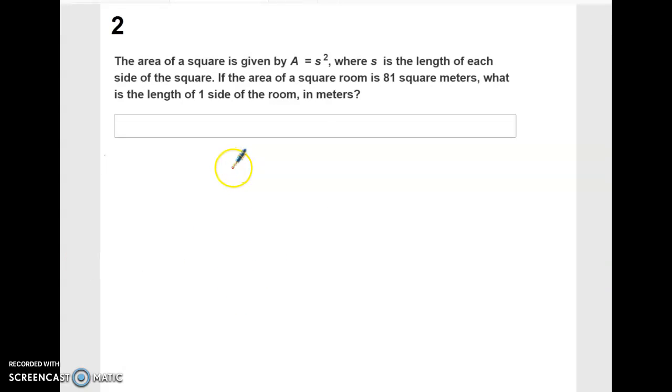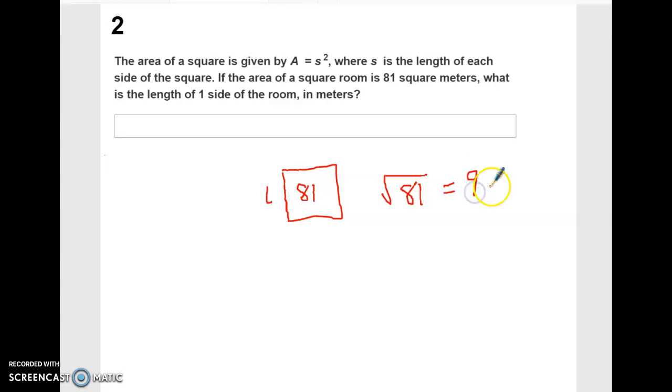Number 2. The area of a square is given by A equals S squared, where S is the length of each side of the square. If the area of a square room is 81 square meters, what is the length of one side of the room in meters? So in this room, again, we have a square. The area is 81, so the length of one side is going to be the square root of 81, which is equal to 9, or 9 m for 9 meters.